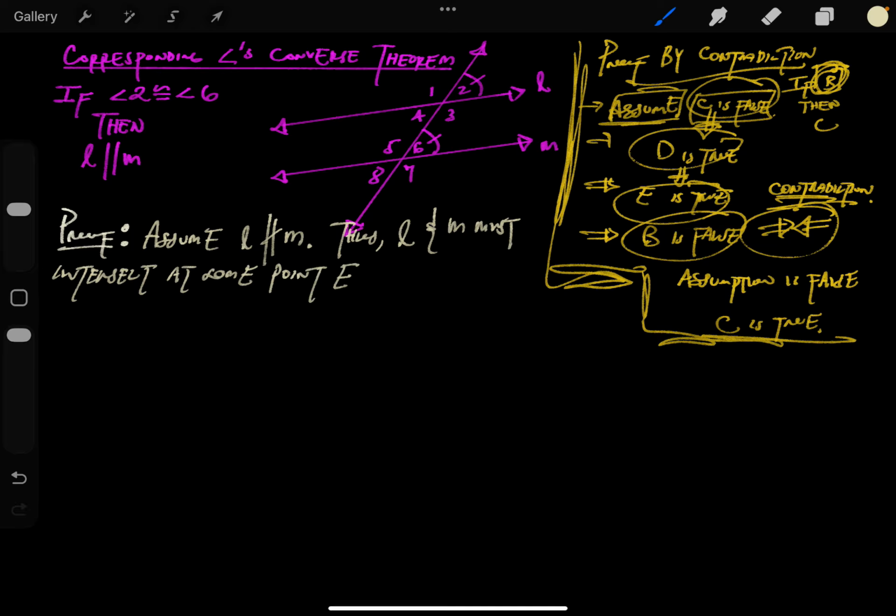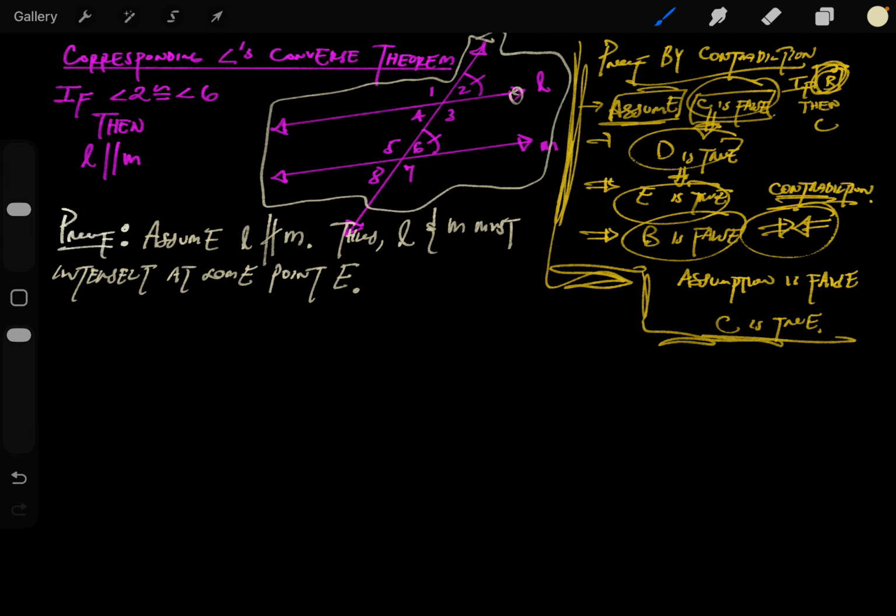E. And at this point, it is outrageously helpful to draw what this picture now looks like. You have this given to you, right? And now you're assuming that these two lines are not parallel. So that means that L and M do intersect. So you want to draw the diagram again with L and M intersecting.